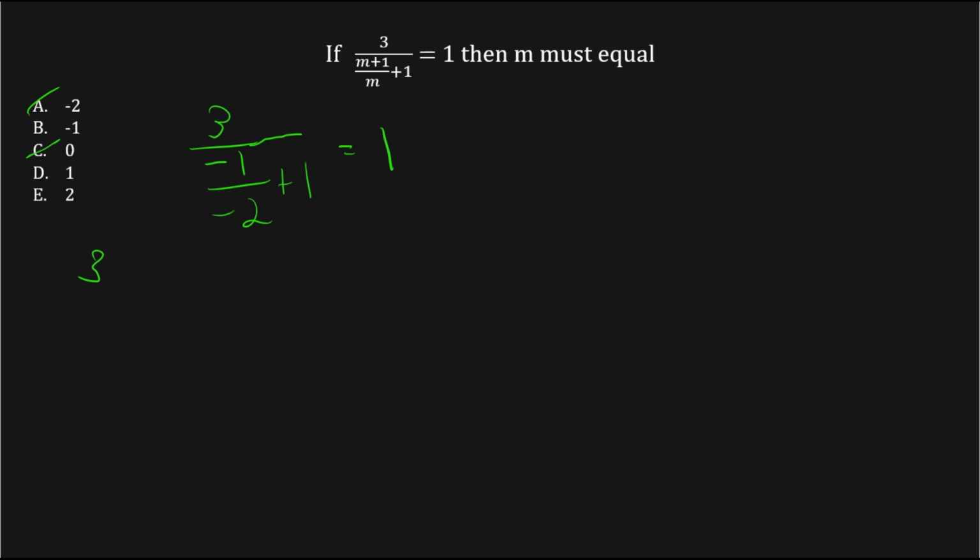3, oh, we're going to have 0 on top. So 3, and then -1 plus 1 is 0 over -1 plus 1 is 0. So that's not going to work either. All right.